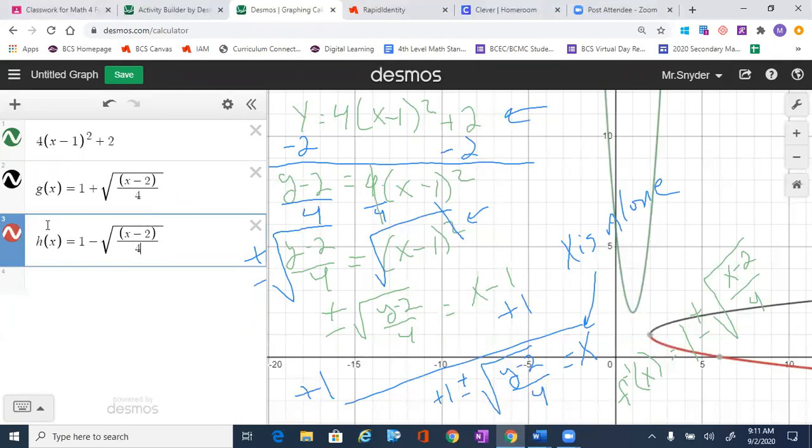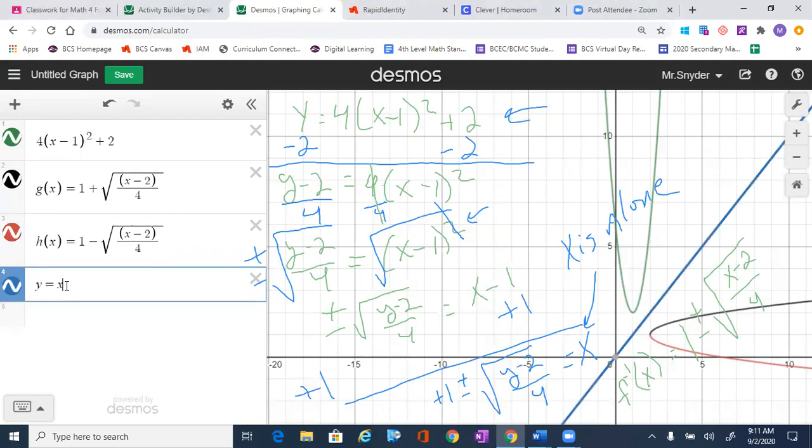And you can see that it actually makes that inverse. What I also like to do is maybe write in y equals x and see if it splits it. And you can see that reflection of the quadratic to the two square root graphs, which we're going to talk about restricting in our next video.